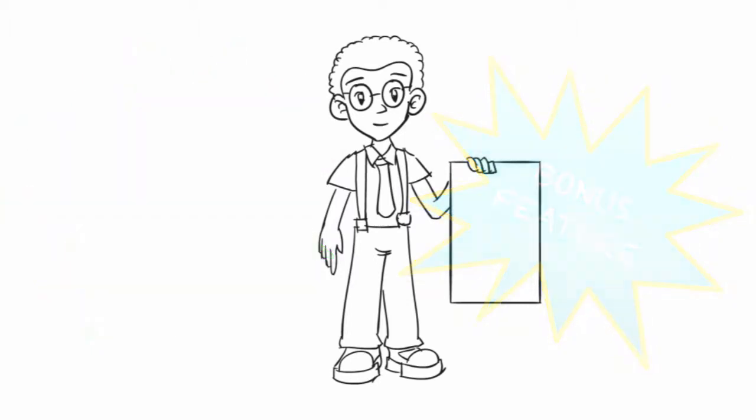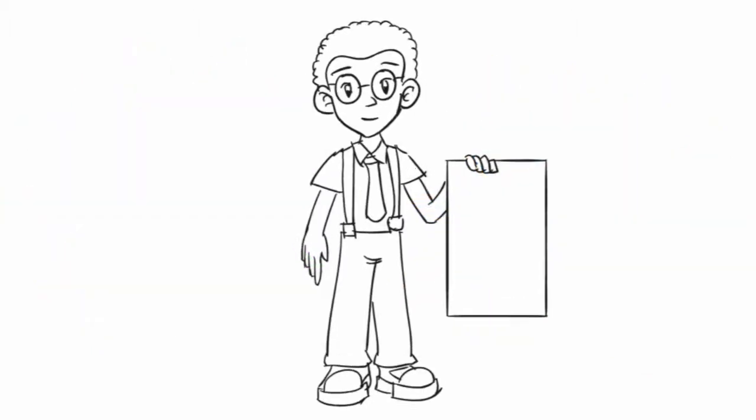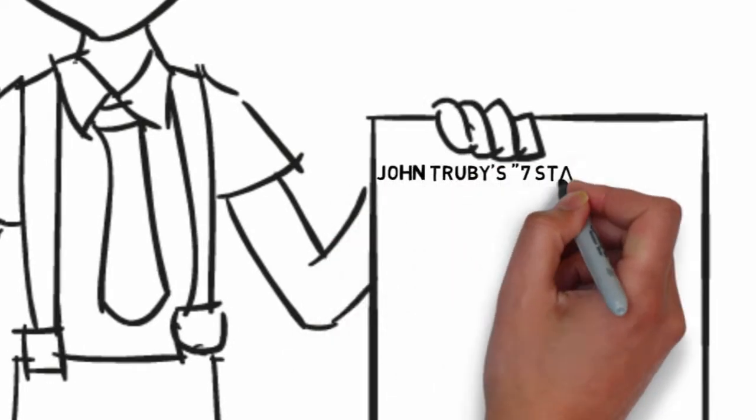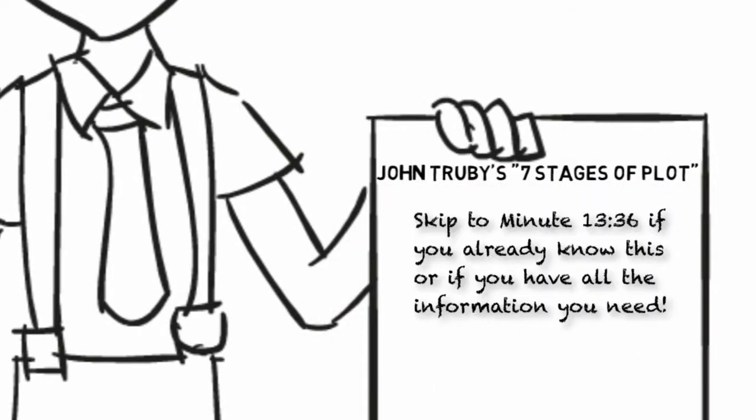As the author of the article said, the 3-act structure is sometimes criticized. I personally like to use John Truby's 7 stages of plot. Here's a brief overview of what the 7 stages are.